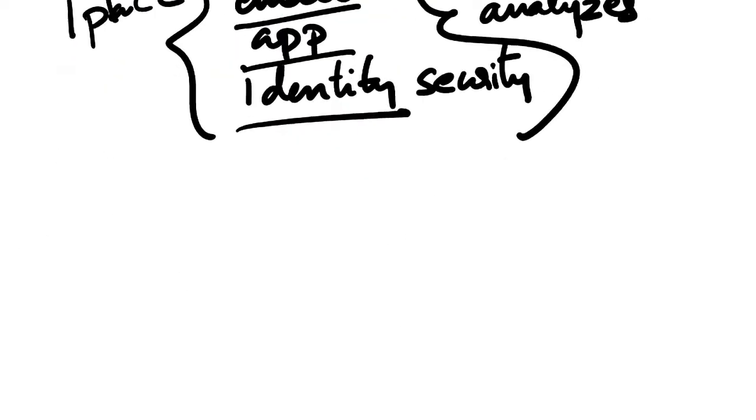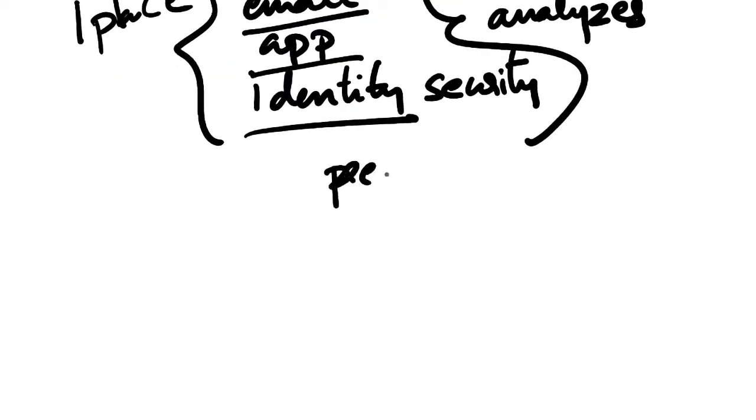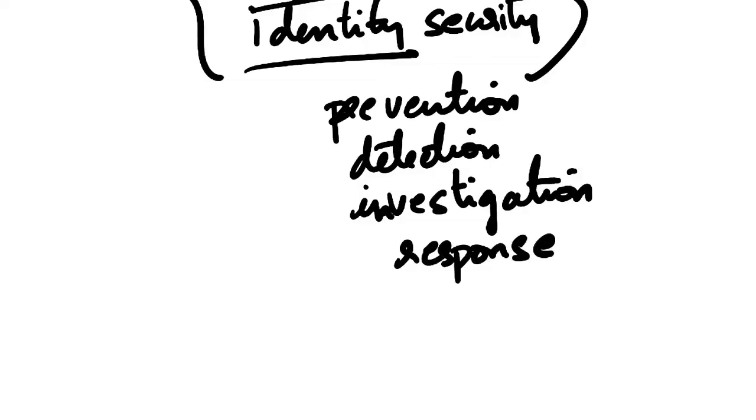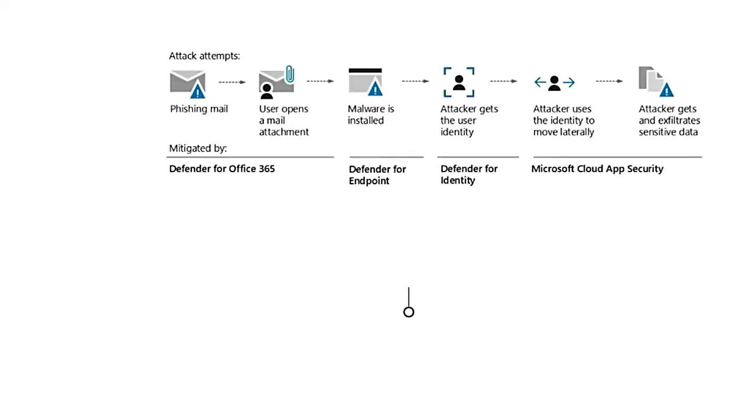So what XDR does, it coordinates prevention, detection, investigation, and response across endpoints, identities, apps, email, collaborative applications, and all of their data. Let's look at an example. This is an example from Microsoft.com itself. This is an example of a phishing attack.